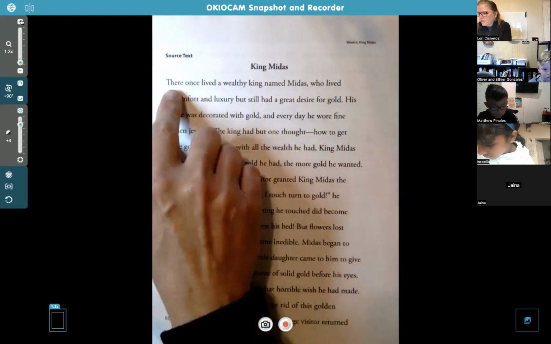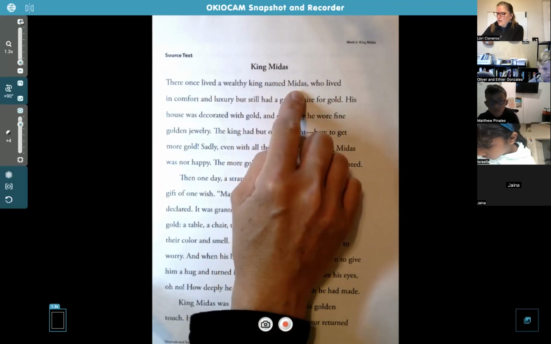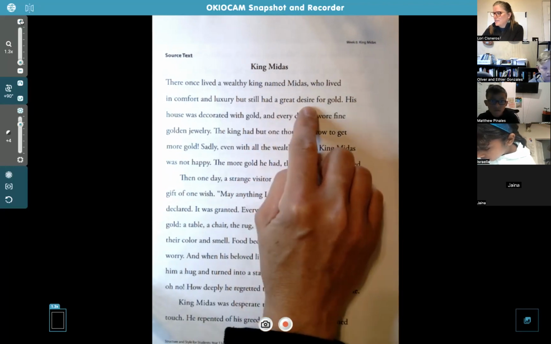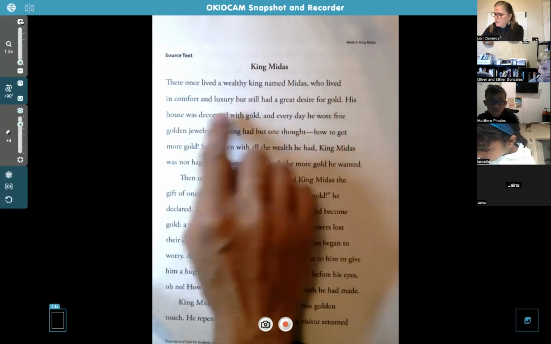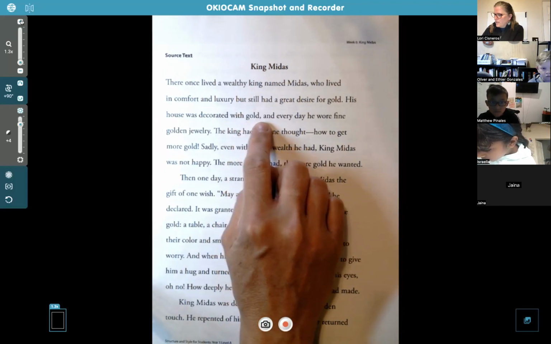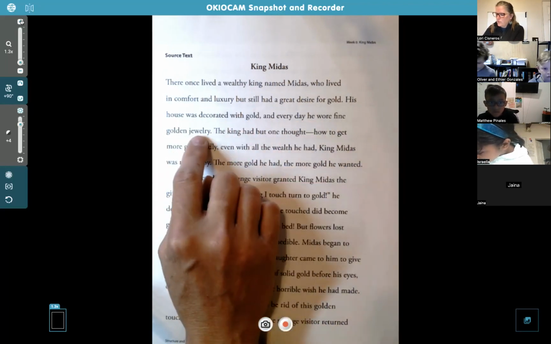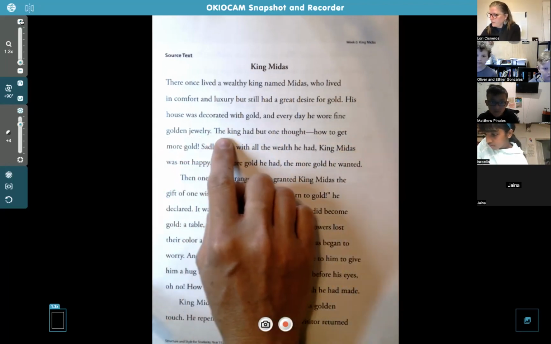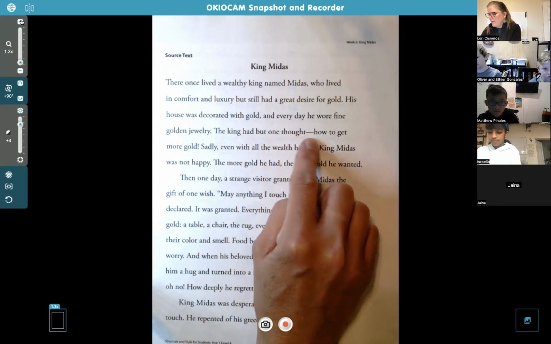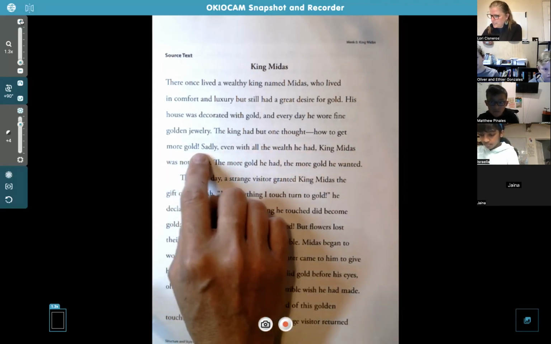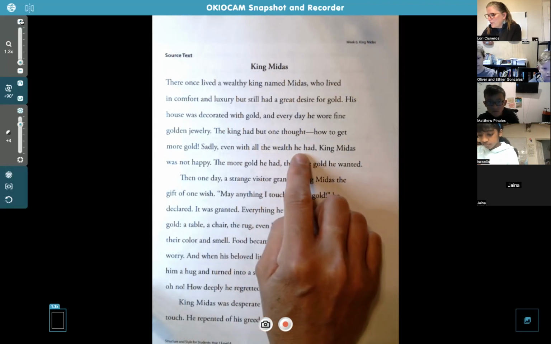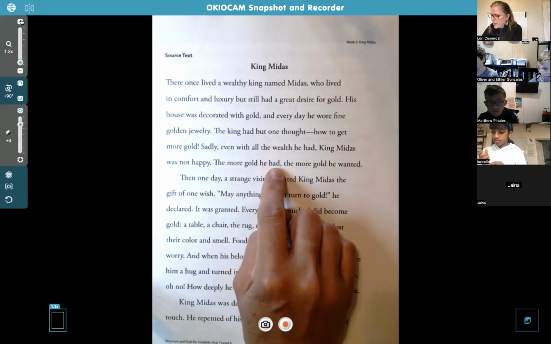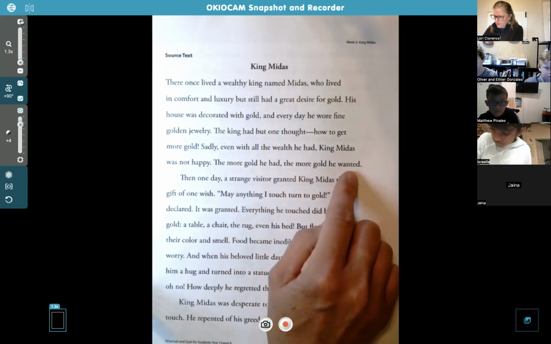Okay. There once lived a wealthy king named Midas, who lived in comfort and luxury, but still had a great desire for gold. His house was decorated with gold, and every day he wore fine golden jewelry. The king had but one thought: how to get more gold. Sadly, even with all the wealth he had, King Midas was not happy. The more gold he had, the more gold he wanted.